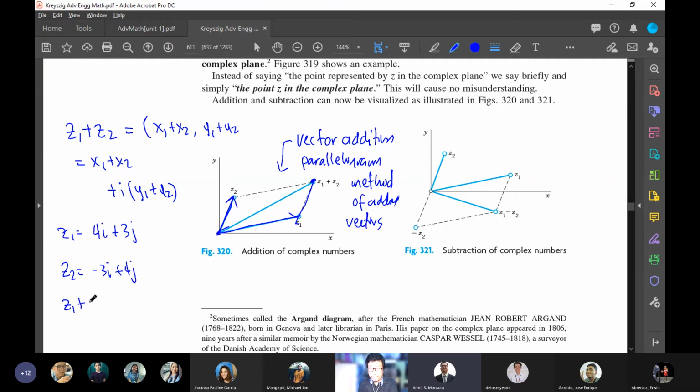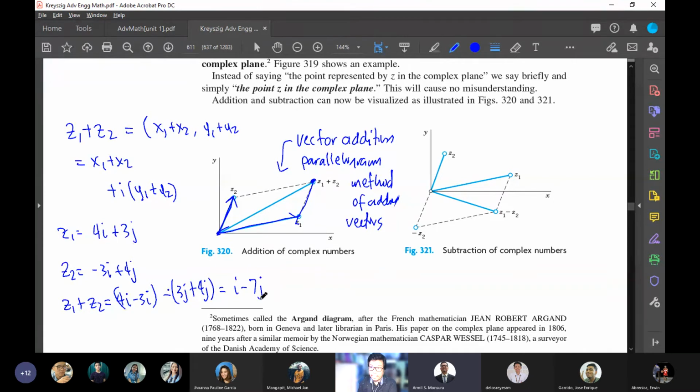Pag i-add nyo yung dalawang vectors na yan, that is basically 4i minus 3i. And then plus 3j plus 4j. Which is basically i plus 7j.